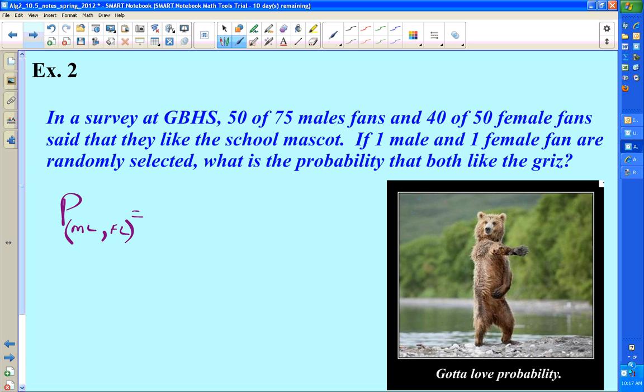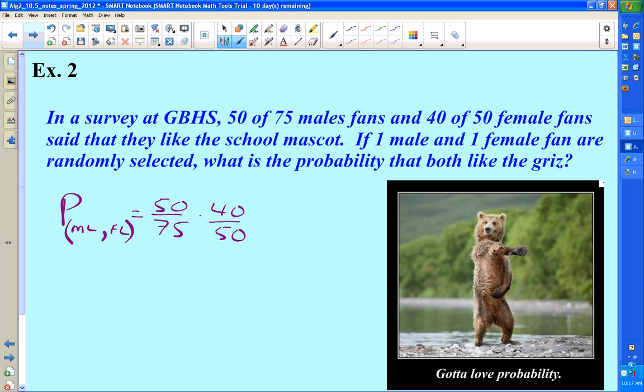What's the probability you get a male that likes the grizzly mascot? 50 out of 75. So 2 of you will understand this. The rest of you, not so sure. What's the probability that the female you choose likes the mascot? 40 out of 50.